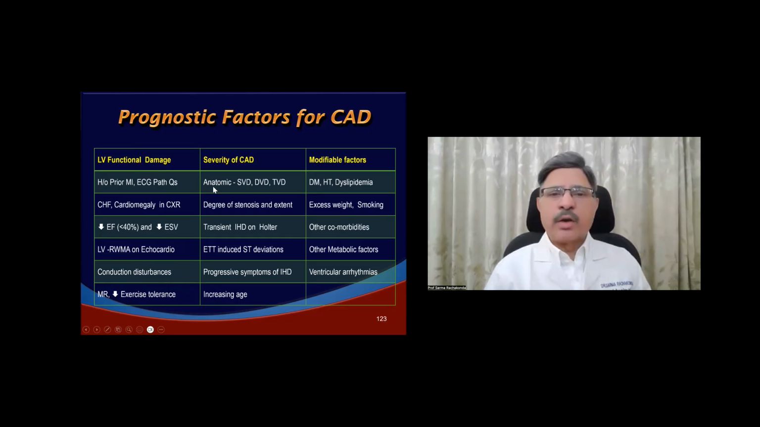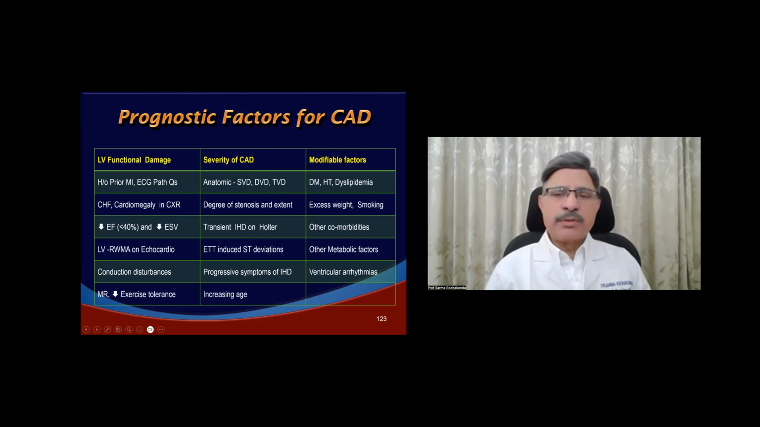Anatomical severity: single vessel disease, double vessel disease, triple vessel disease, which is more severe. Degree of stenosis, extent of the stenosis. Transient ischemia on Holter, ST deviations on ETT, exercise stress testing, progressive symptoms of ischemic heart disease, and increasing age. These indicate the severity of the disease.